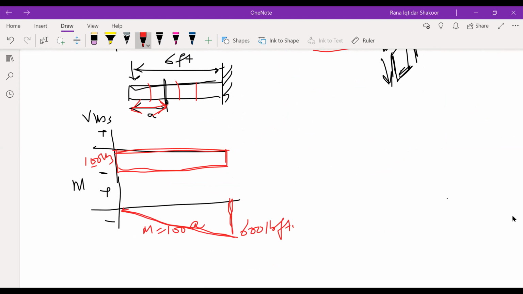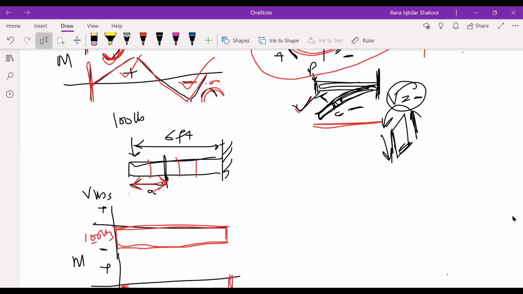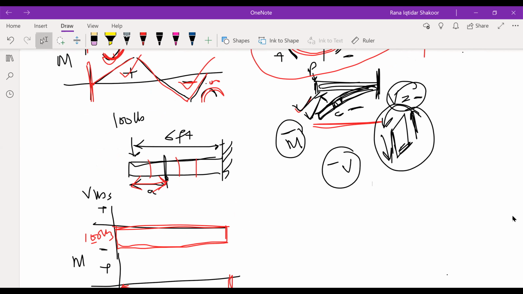Obviously we know that whenever it goes into this one, this particular load will cause this sort of stuff. So we know everything is negative there: negative moment, negative V, because of this one, right. So everything is in the negative direction.